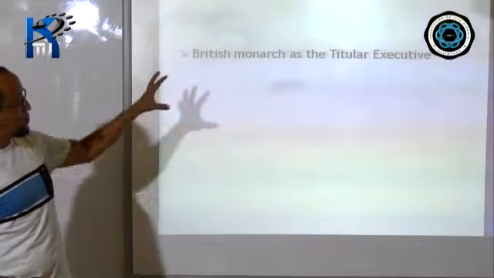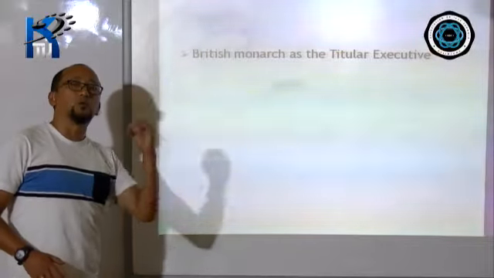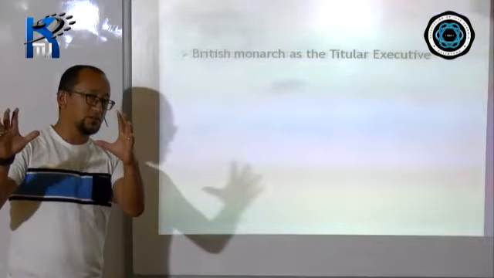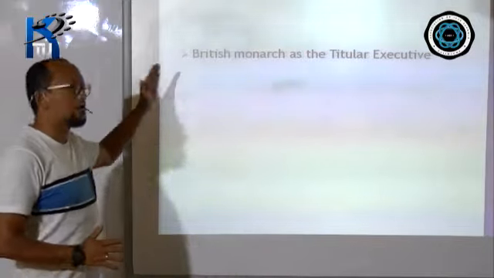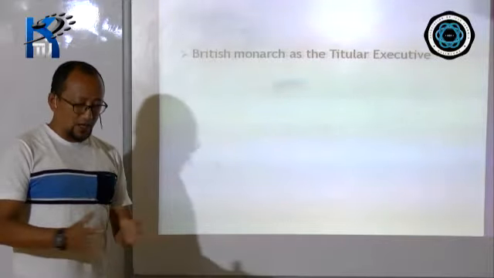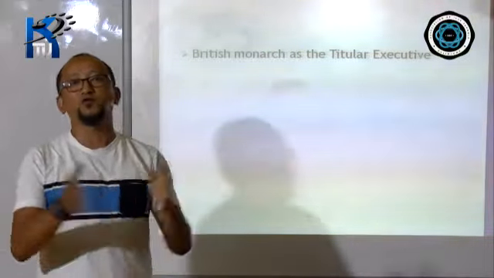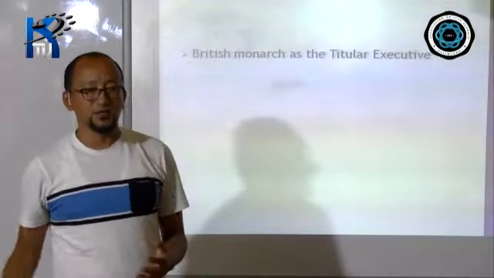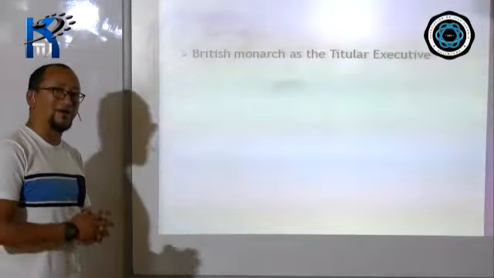Now, the British monarch is a titular executive because British monarchs always work on the advice of the Prime Minister and the cabinet. The real executive is the Prime Minister and the cabinet. They form the real executive. I hope that's all right. To tell you very commonly in the United Kingdom, we say the king can do no wrong. King is never wrong because the king always works on the advice of the Prime Minister and his cabinet. So see here, children, the British monarch is a titular executive.